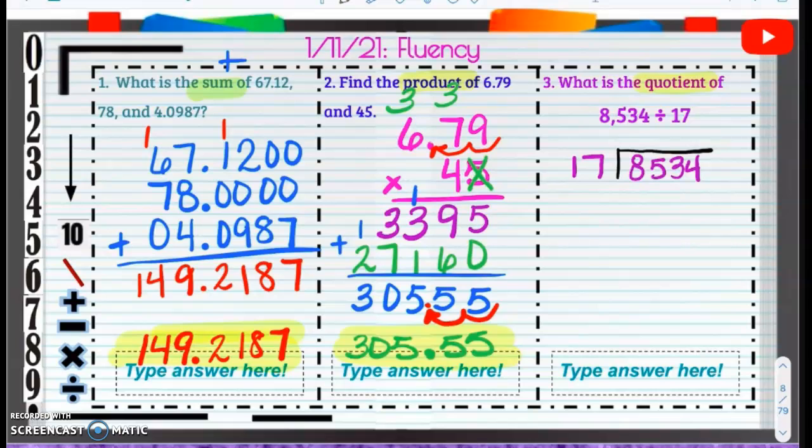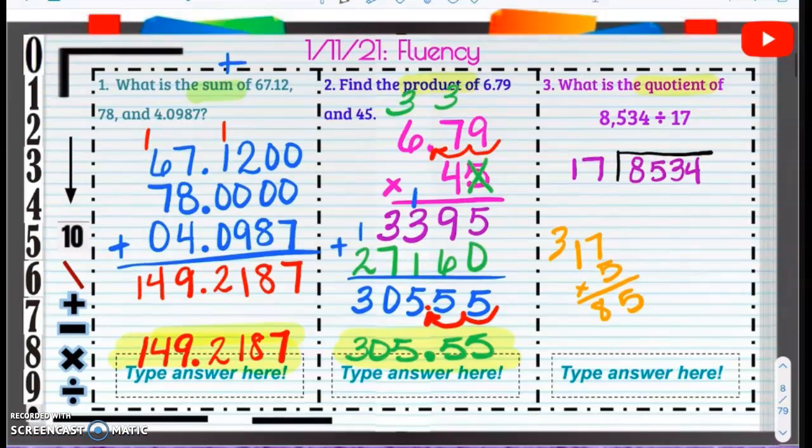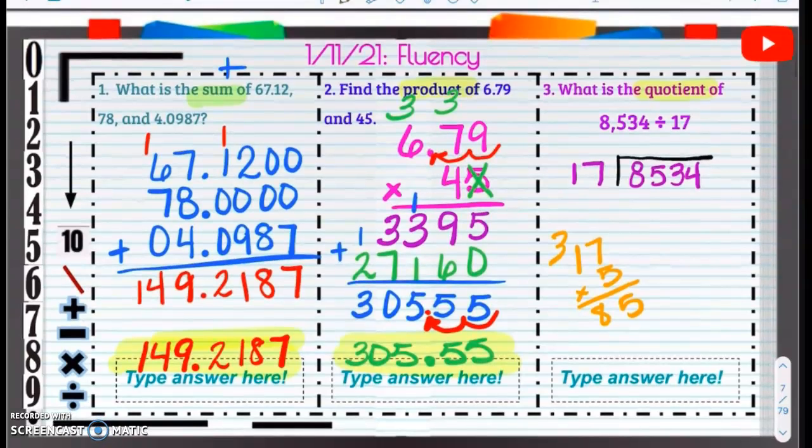Well, let's take a look. 17, let's try 5. 7 times 5 is going to be 35. 5 times 1 is 5, plus 3 is 8. Oh my gosh, look at that. 17 times 5 is 85. So let's put 5 up here. I'm going to erase this down here. That was just our trial. 17 times 5 is 85. That was pretty cool. We'll subtract. We get 0. We're not done.